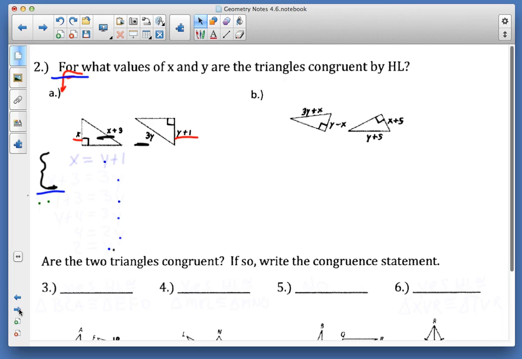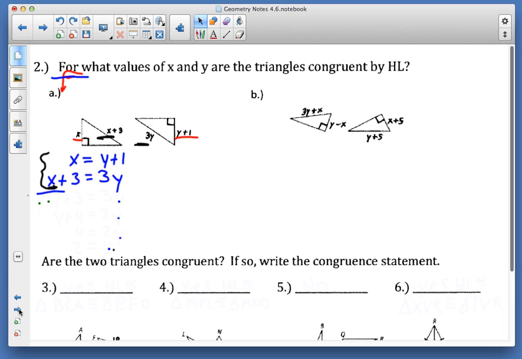When you first saw these, you saw it this way. Put a bracket around it: x equals y plus 1, and x plus 3 equals 3y. Find x and y. Well, we're going to use substitution for this solve. You learned how to do them graphically, by substitution, and by something called linear combinations.